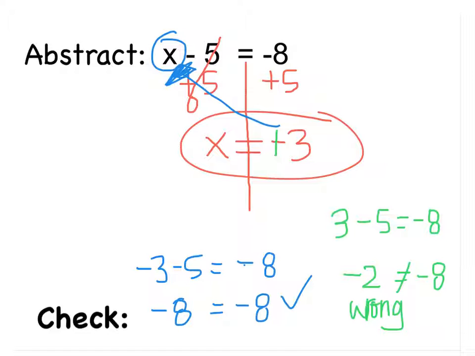Okay? So anytime you're doing the check and the two sides aren't equal, that tells you that we got the wrong answer. So that's how the check's going to work.